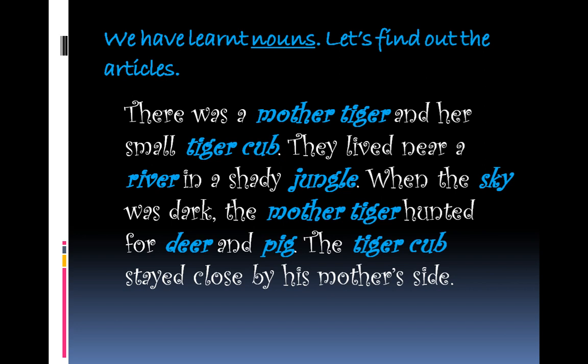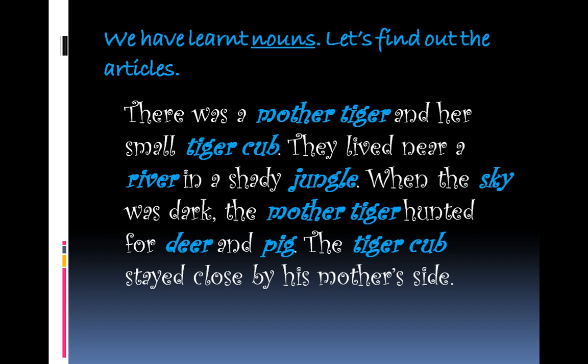Possession means showing the ownership of someone, right? If you read the last sentence, you will see there is this use of apostrophe s. The tiger cub stayed close by his mother's side. Whose side is it? The side belongs to whom? To the mother, right? So they have used apostrophe s. This is the short form. Using apostrophe s makes it short.